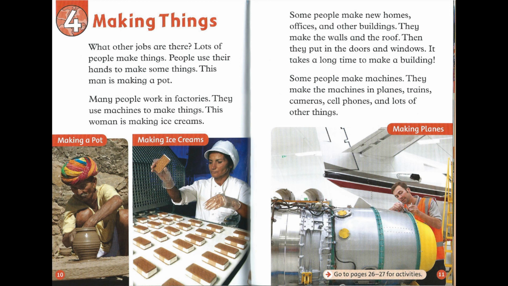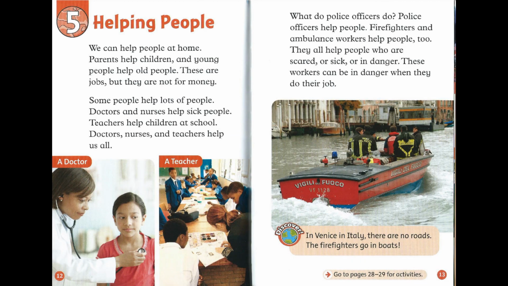Chapter 5. Helping people. We can help people at home. Parents help children, and young people help old people. These are jobs, but they are not for money.